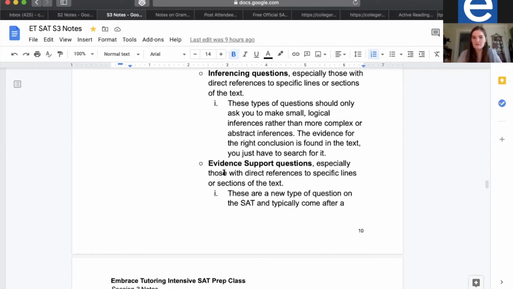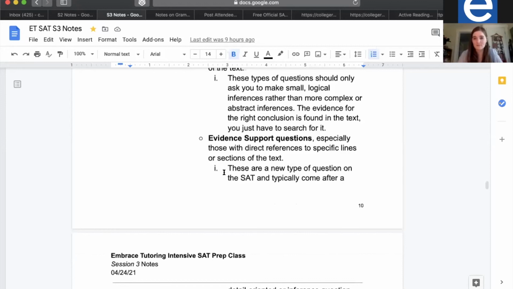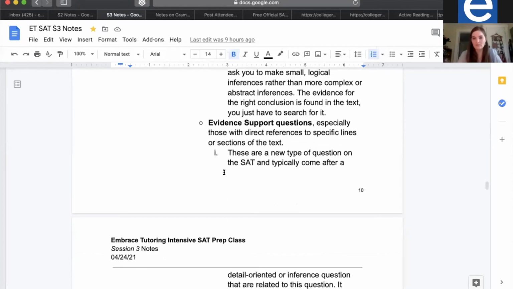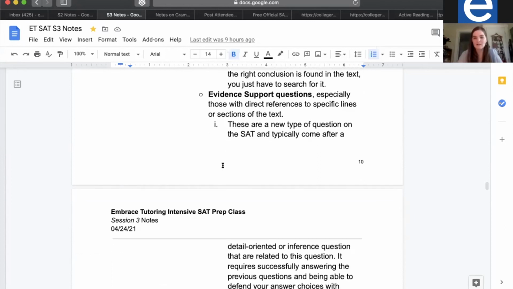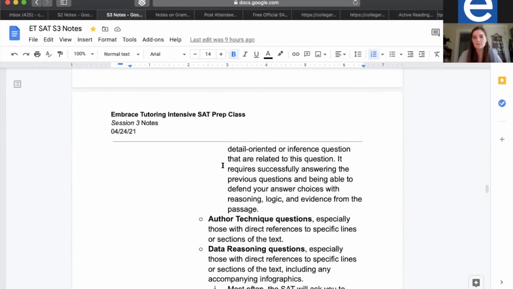These types of questions, so inferencing should only ask you to make a small logical inference rather than more complex or abstract inferences. Evidence for the right conclusion is found in the text, you just have to look for it, okay? Evidence support questions is a newer type of question on the SAT, and they typically come after a detail-oriented or inference question that are related to this question, okay?